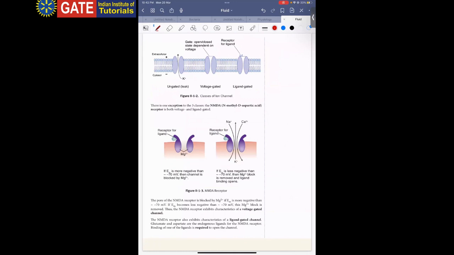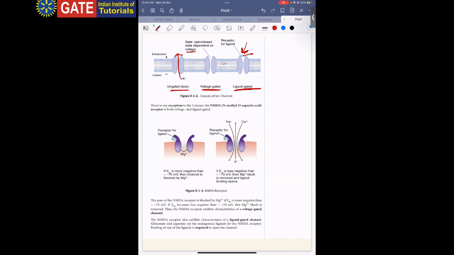So as you can see, this is the ungated or the leak channel. These are always open, like the potassium moving from inside to the outside through this ungated or leak channel. Then we have the voltage gated. Here the open or closed state depends upon the voltage or the membrane potential. Then we have the ligand gated. This is the receptor. The ligand will bind here. It will cause a conformational change that will be responsible for opening or closing of these channels.